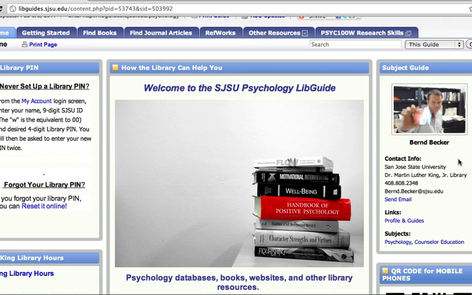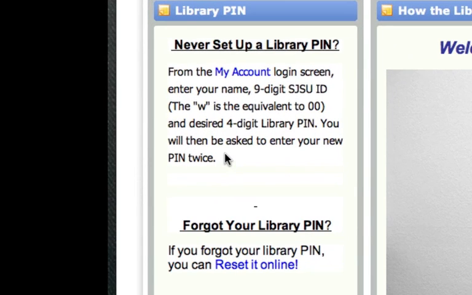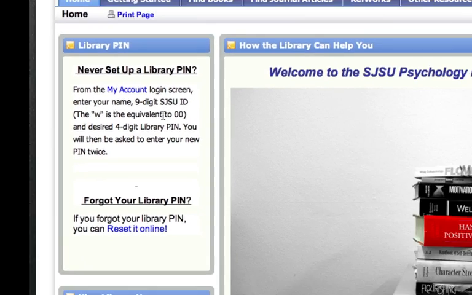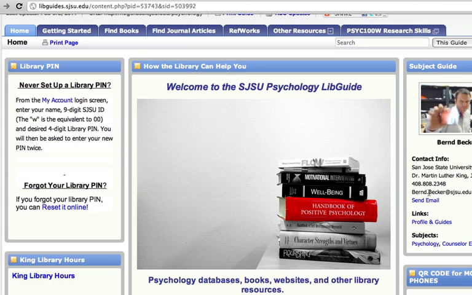The next thing that you must have in order to proceed is your library PIN. In order to get a library PIN, of course you need a library account. So if you've never set up a library PIN, I want you to follow these instructions here on the left. Click on this My Account link and follow these directions to set up a PIN. If you forgot your library PIN, you can reset it online by following this link for the Reset It Online page. If you access what I'm about to show you from home, you're going to have to sign in with your library PIN. So you will need to set that up either now or soon. If you have any trouble setting it up, please give me a call or shoot me an email over here on the right.